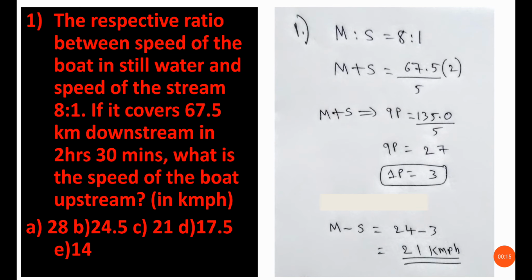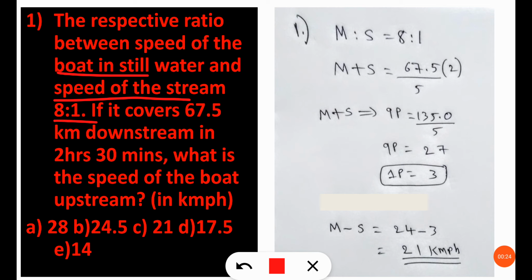The first question in this topic: the respective ratio between speed of the boat in still water and speed of the stream is 8 is to 1. If it covers 67.5 km downstream in 2.5 hours, what is the speed of the boat upstream?